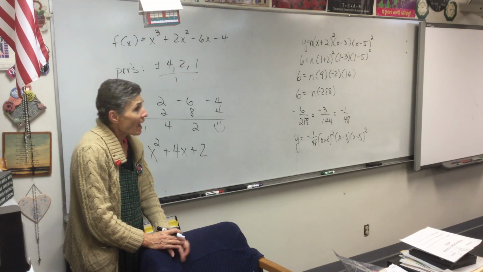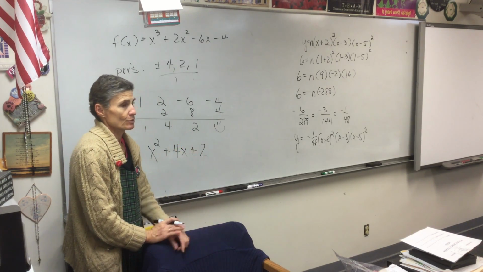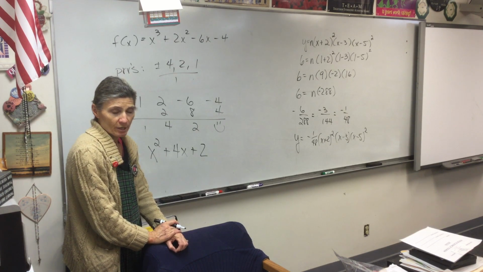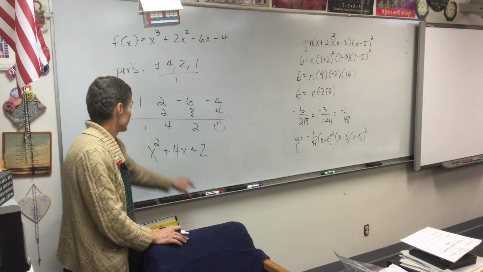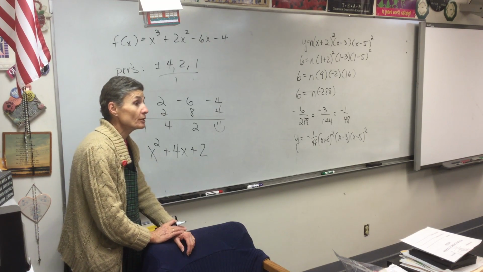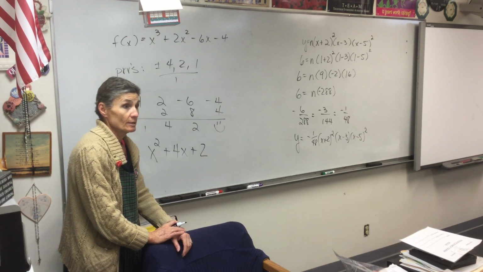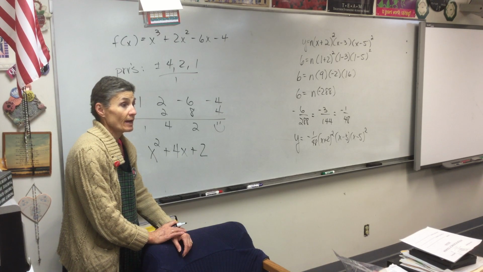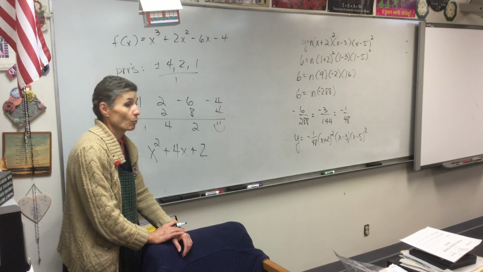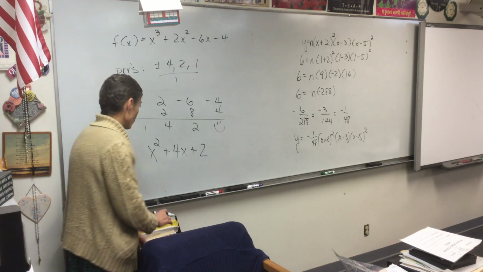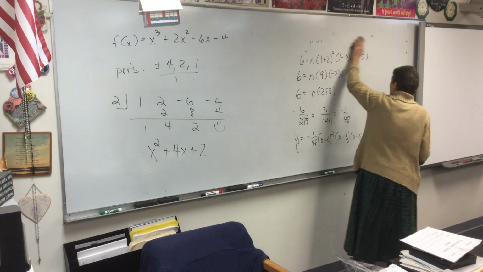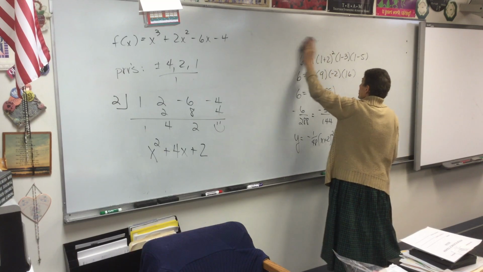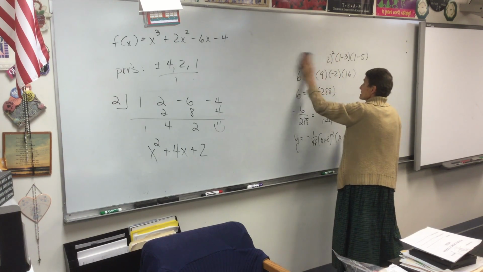This was an x cubed to start with, so what's left here? X squared plus 4x plus 2. Now, what do you want to do with that? Your job is to find the other roots. So what are you going to do? Yeah, absolutely, you're going to factor if it factors. It doesn't factor. Quadratic. So what do we do? The quadratic formula.